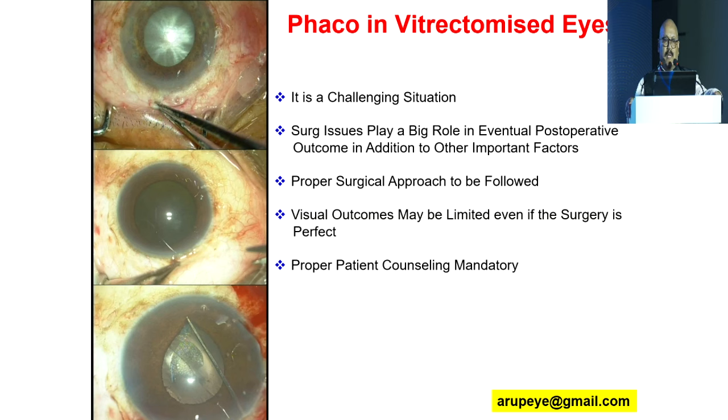Phaco in vitrectomized eyes: I have just touched the tip of the iceberg. There are multiple challenges that may show up in the intraoperative period. You must follow a proper surgical approach. You must have a proper decision tree ready in your mind, so whenever things go haywire, you know how to bring the situation under control. And sometimes even if you do the best of surgeries and use the best of lens, the patient may not be very happy if the patient hasn't been counseled properly in the preoperative period, because the visual potential for the patient has not been very good. Thank you so much for your kind attention.